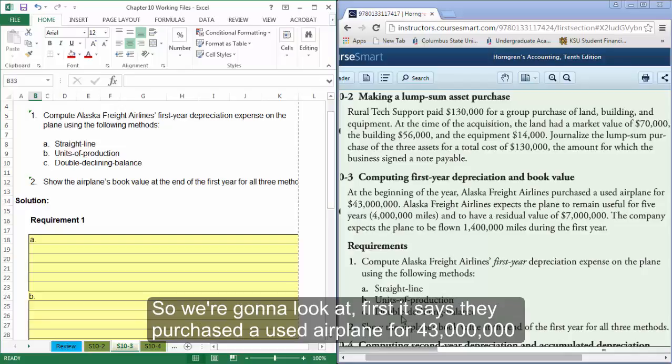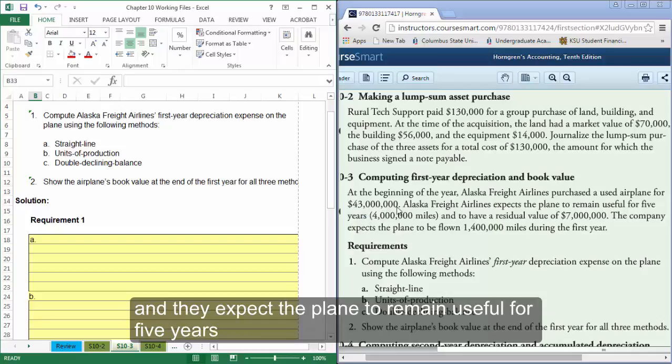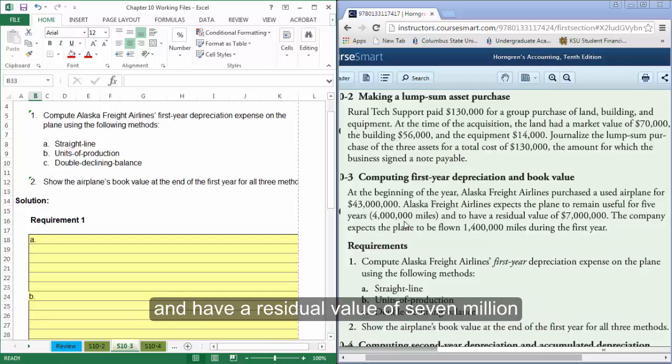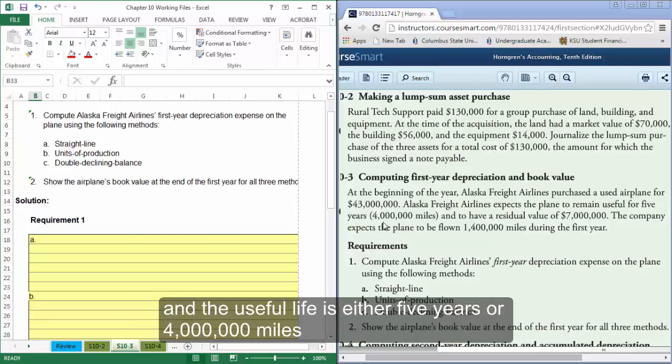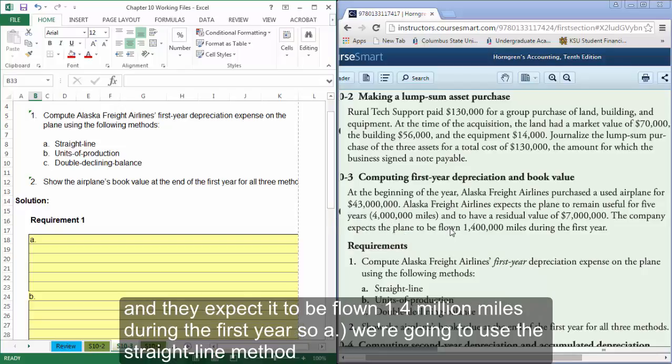First, it says they purchased a used airplane for $43 million, and they expect the plane to remain useful for 5 years and have a residual value of $7 million. The useful life is either 5 years or 4 million miles, and they expect it to be flown 1.4 million miles during the first year. So for A, we're going to use the straight line method.